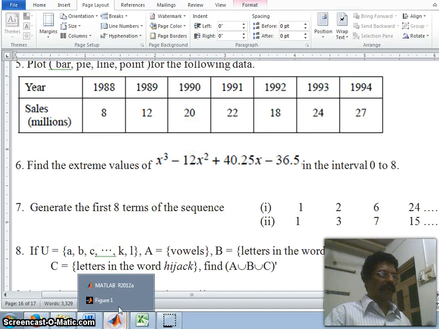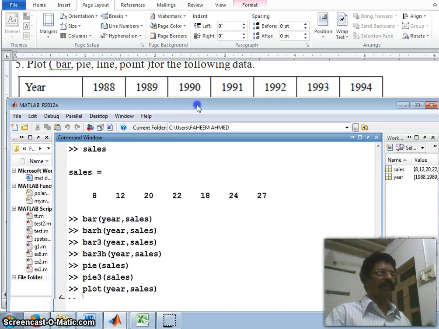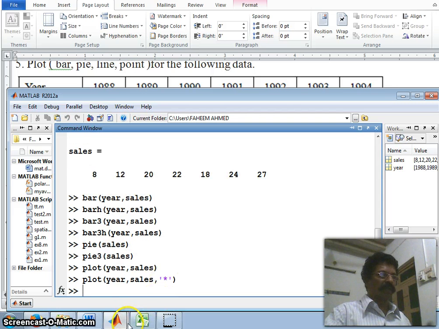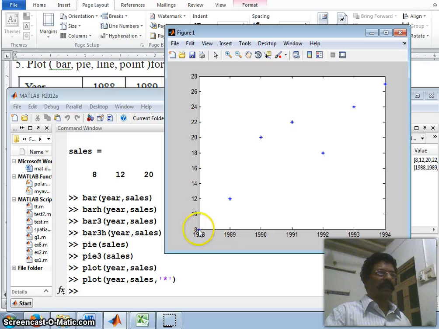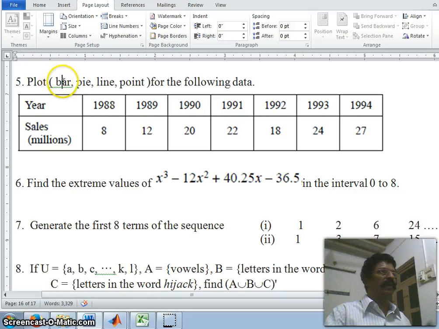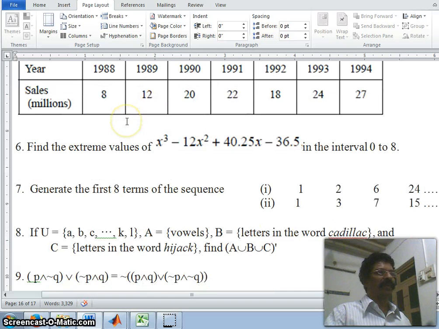Now we can use the point graph also. Simply, instead of plotting year comma sales as a line, I can say that I want the point to be marked as an asterisk. Therefore now the line will not be drawn, only the points are drawn. Now see that in 1988, this is 89, this is 90, 91, only the points are drawn. Okay, so we have drawn the horizontal bar, vertical bar, bar 3D, likewise pie diagram, line diagram and point diagram. This completes our question number 5.